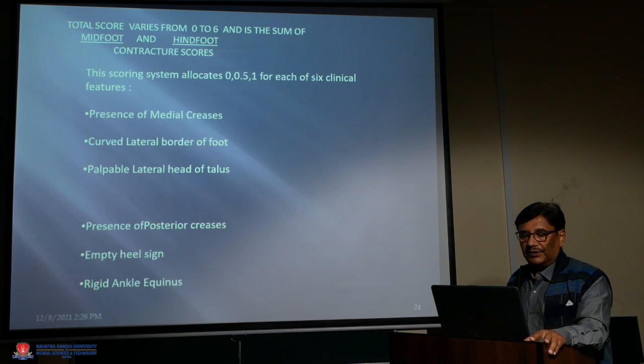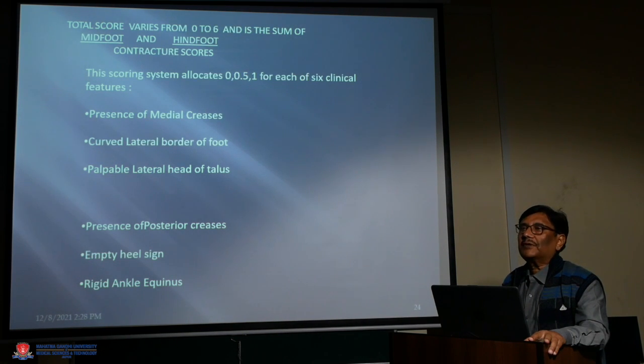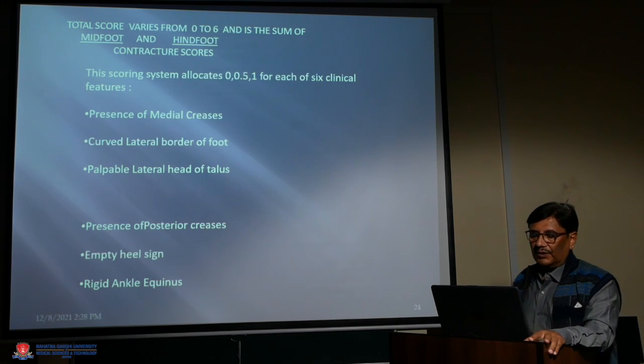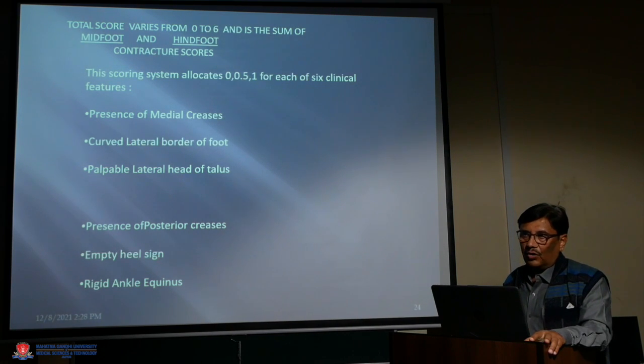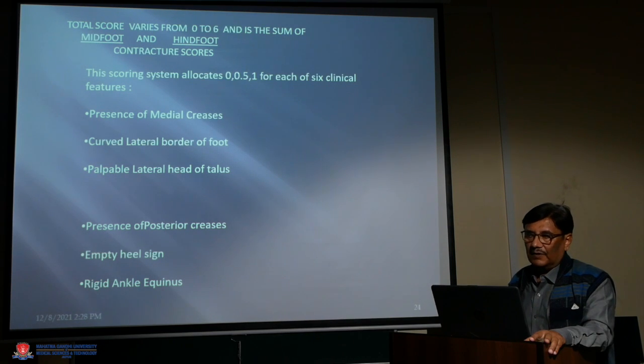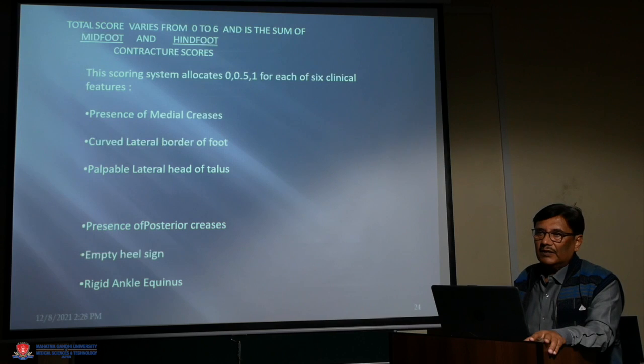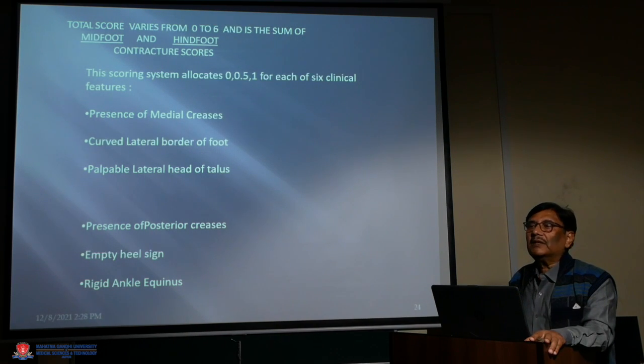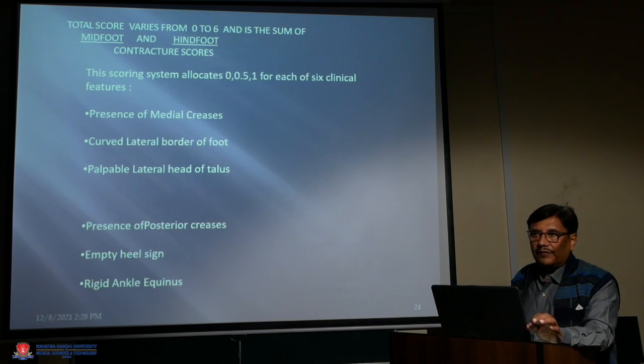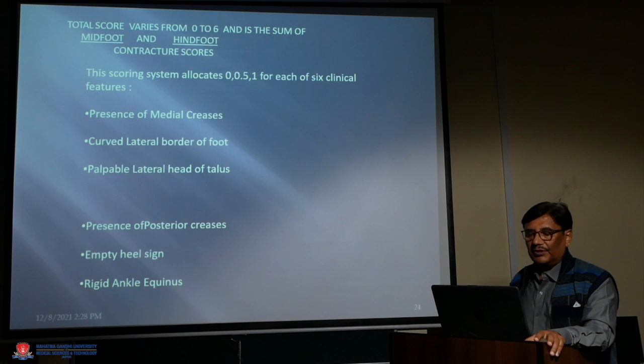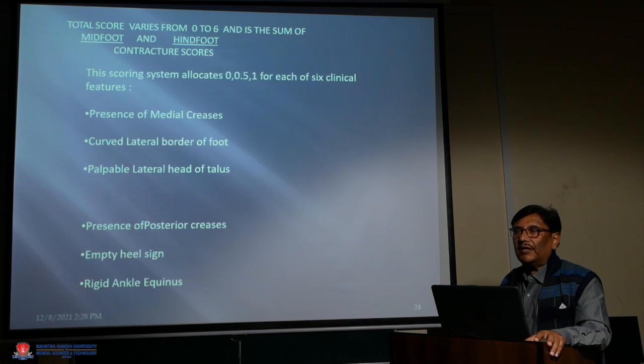And in the hindfoot, there are 3 signs. Presence of posterior creases. Because the foot is in equinus, creases are formed just on the back side of the ankle in the tendo-Achilles region. Second, if we put our finger on the calcanean tuberosity, in a normal foot we feel the bony hard presence of the calcanean tuberosity, but in clubfoot deformity you will not feel any bony hardness over there. So this is the empty heel sign. And thirdly, rigid ankle equinus, in which we try to correct the deformity, but if it is rigid, it cannot be corrected, then it is a severe sign.